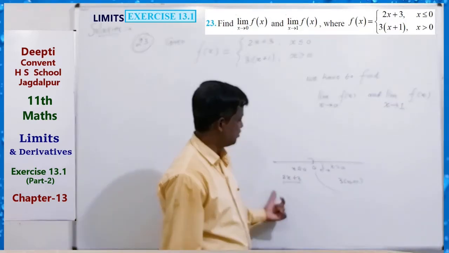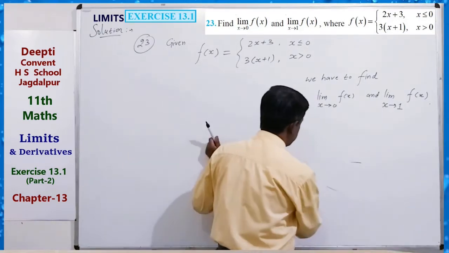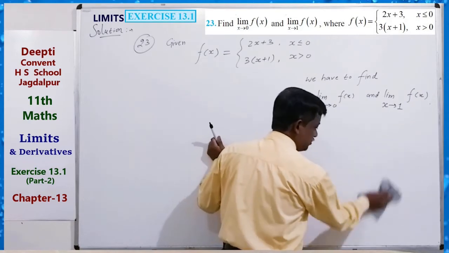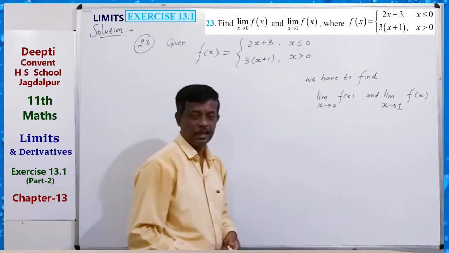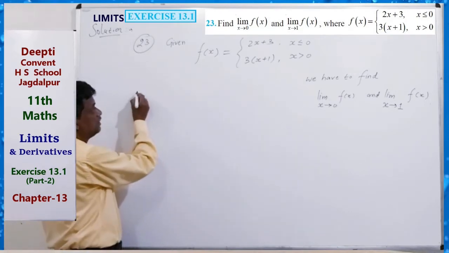For 0, we use left for the left side and this for the right side. And if they are equal, then we can say the limit exists. Okay.